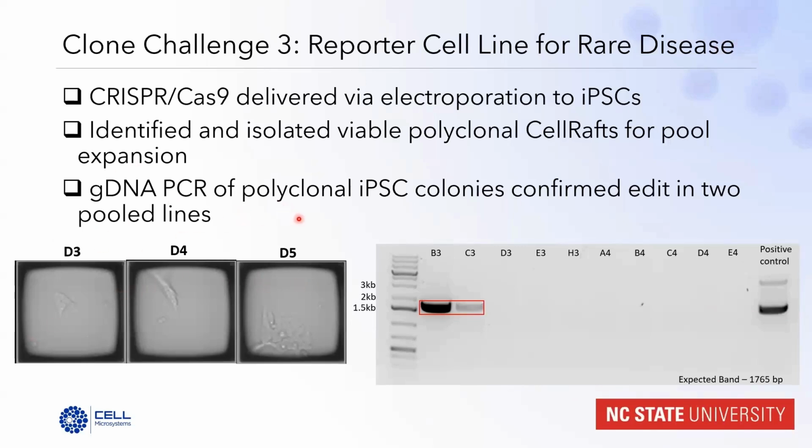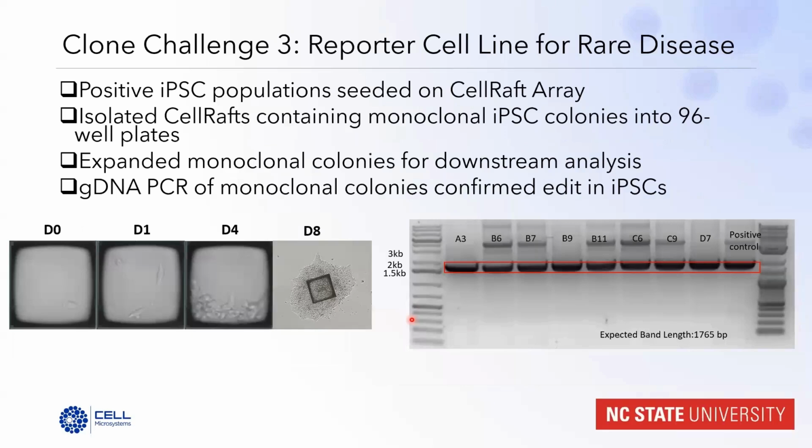Using genomic DNA PCR of those polyclonal pools, we were able to confirm that of all of the pools that we tested, there were only 2 positive pools in the population. However, we could then take those pools and rescreen them on a different consumable to create monoclonal cell lines, giving us a much higher possibility of success.